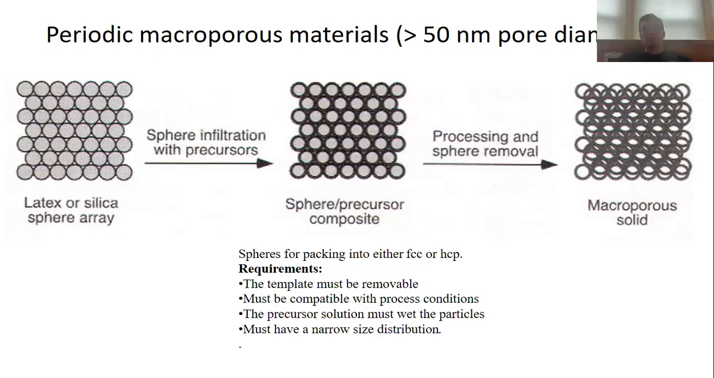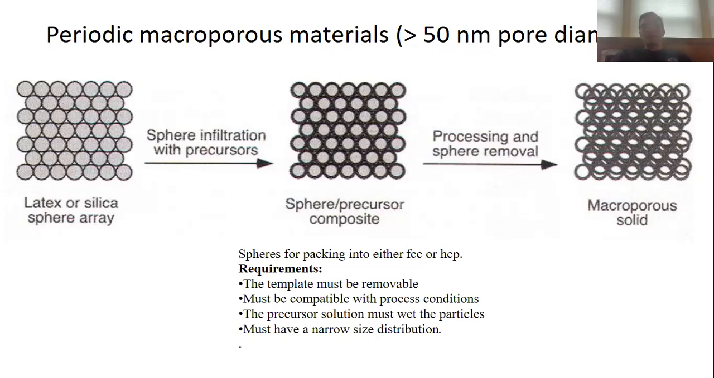Any other questions? All right, then we can actually move from the mesoporous materials to the macroporous materials. And now we are talking about materials that have pore diameters larger than 50 nanometers. So macroporous materials are materials with pore diameters between 50 and 1000 nanometers, typically.